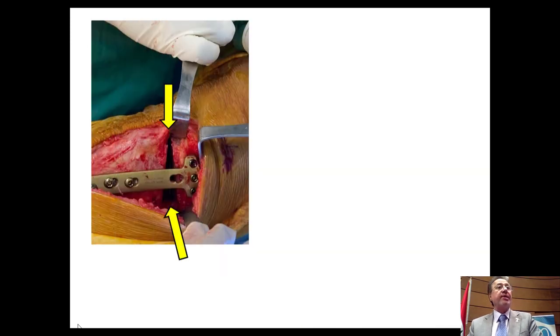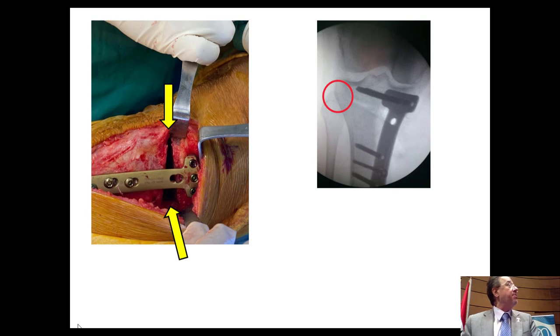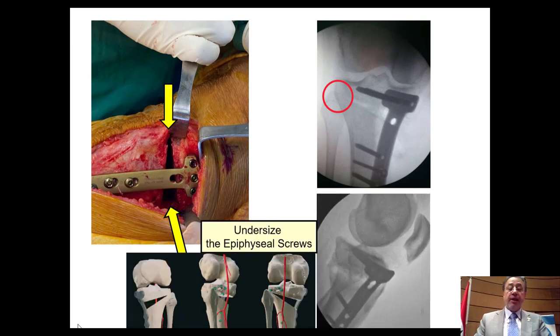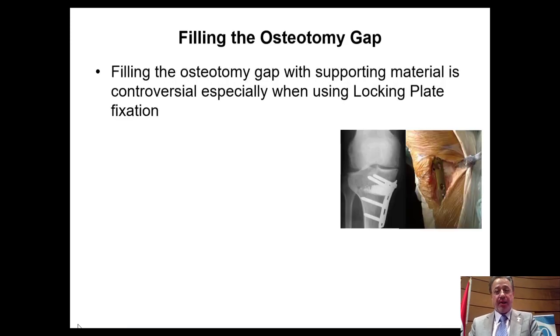What is very important is to observe this. The opening is very posterior. Anteriorly, we do not perform any opening, and the lateral side should always be respected without breaching, and we should always undersize the epiphyseal screws in order not to make any injury to the popliteal artery.